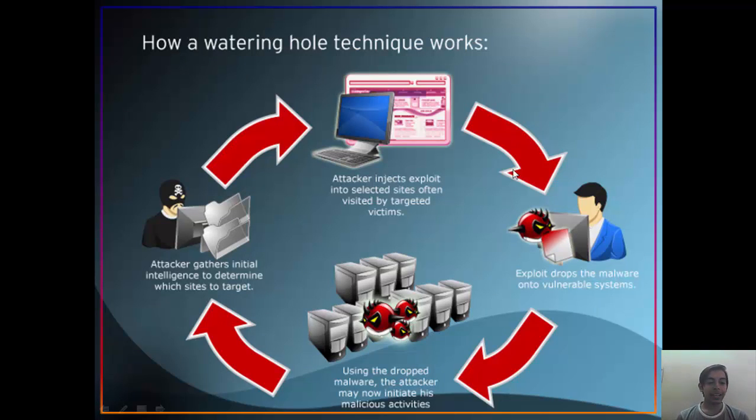Now, as you can see in the slide, this is how a watering hole technique works. Basically, the attacker gathers initial intelligence to determine which sites to target. Then the attacker injects an exploit into the selected sites, often visited by target victims. The exploit drops the malware onto vulnerable systems, and using the dropped malware, the attacker may now initiate his malicious activities. This is how a watering hole technique works.